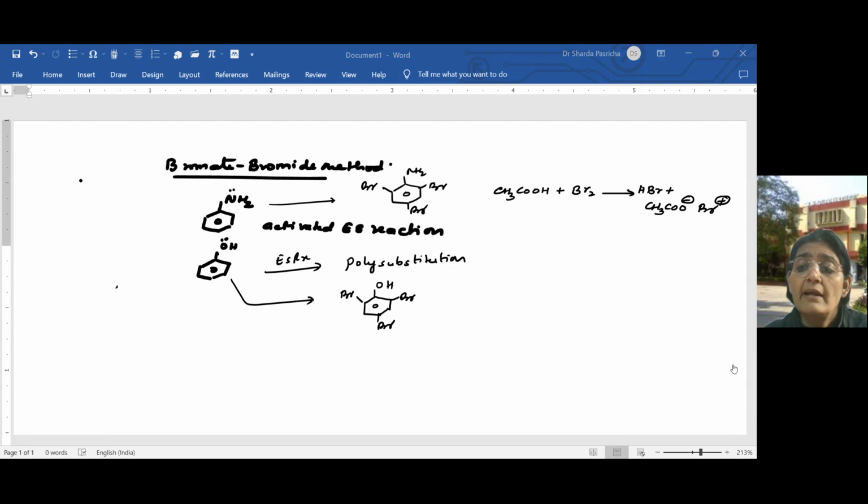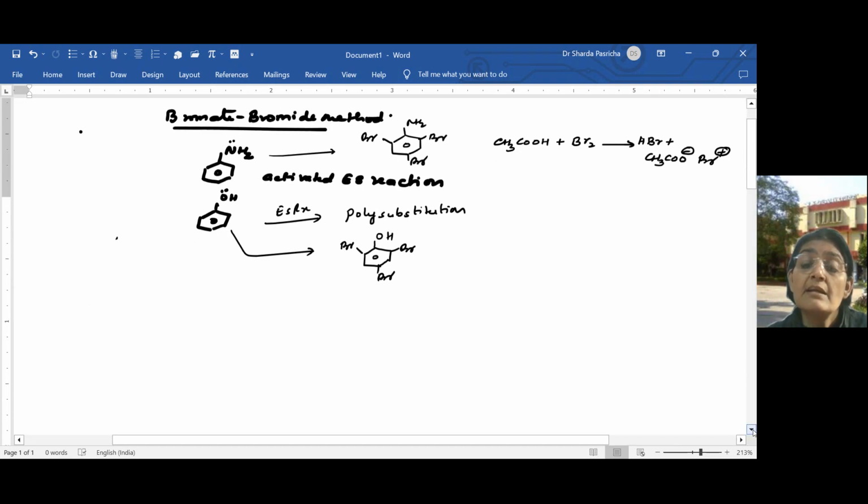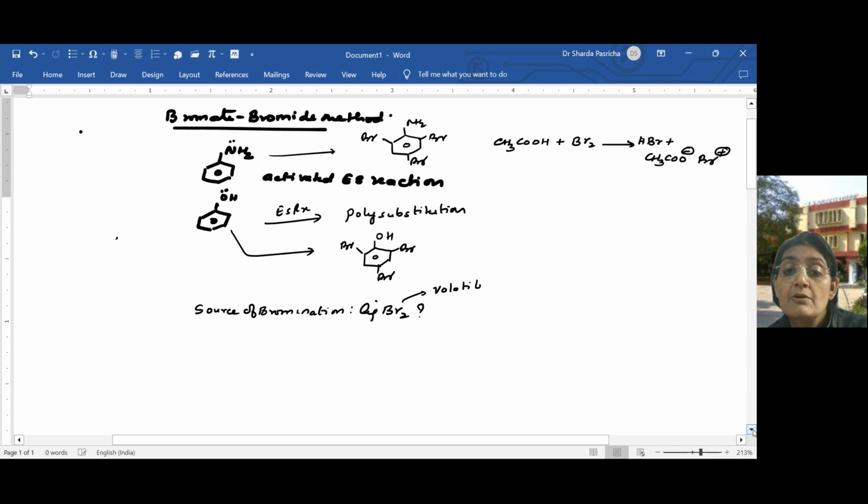Okay, having understood that, the second thing is what is the source of bromination that you can use for an estimation reaction? Can you use liquid bromine, which is commercially available? The answer is no, because bromine is highly volatile. Because of its volatility, it keeps escaping. So, accurate measurements with liquid bromine are slightly difficult.